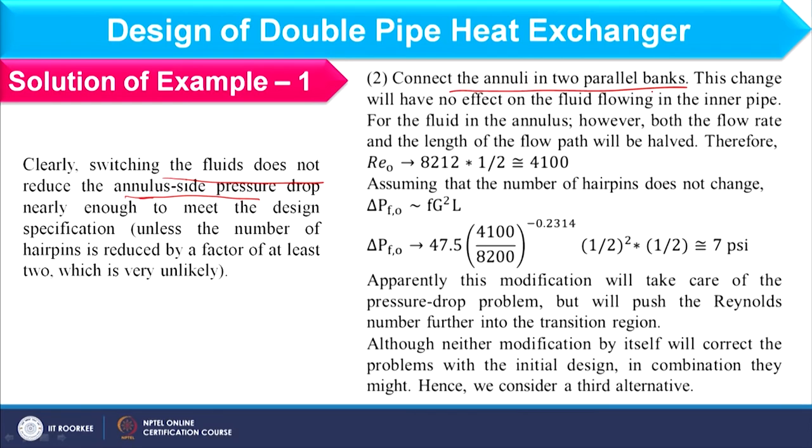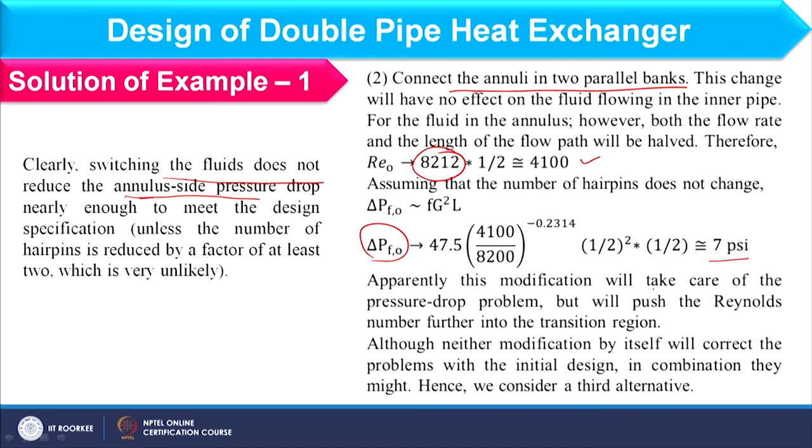So in this case what will happen, because whatever the Reynolds number is, it is divided into two sections because we are considering the parallel flow, right. So here I have the Reynolds number, which we have divided by 2, so 41,100 Reynolds number is in the annular side, and you see the revised pressure drop in the annular side we can obtain as 7 psi.